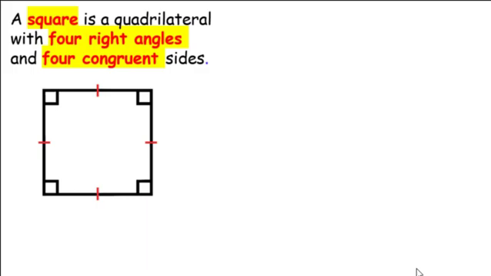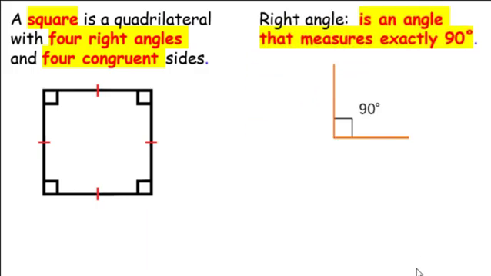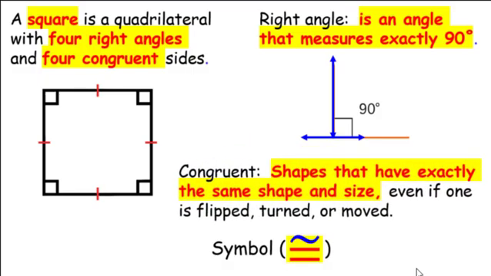A square is a quadrilateral, meaning a 4-sided figure with 4 right angles and 4 congruent sides. A right angle is an angle that measures exactly 90 degrees. This is formed by 2 intersecting lines making a perfect corner for a square. Congruent: shapes that have exactly the same shape and size, even if it's flipped, turned, or moved. The little squiggly on top means it's the same shape, and the equal sign means it's the same size. So having the same shape and size.